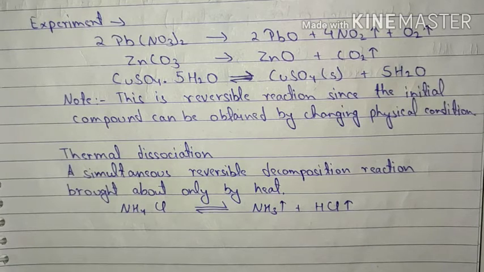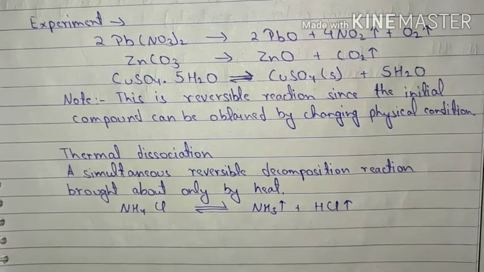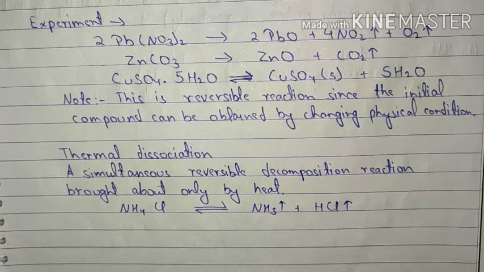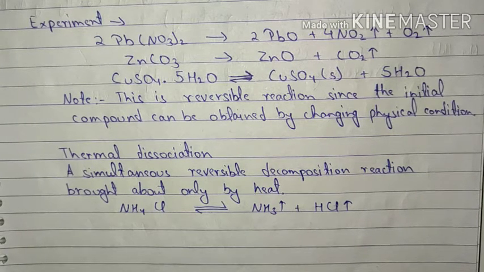Now, when we heat zinc carbonate, it breaks down to produce zinc oxide and a colorless gas is released, which when passed into lime water turns it milky. Students, this is the test for presence of carbon dioxide gas.